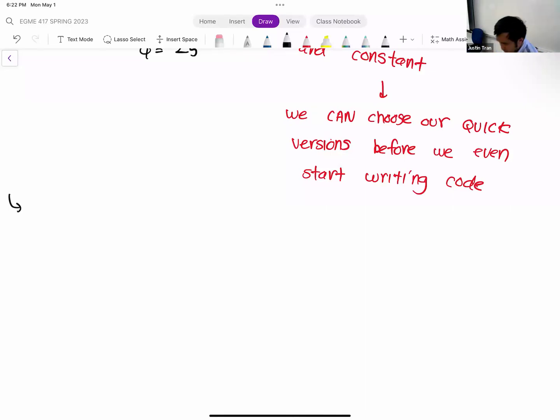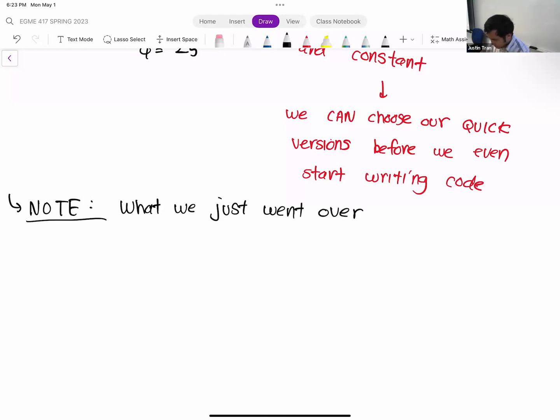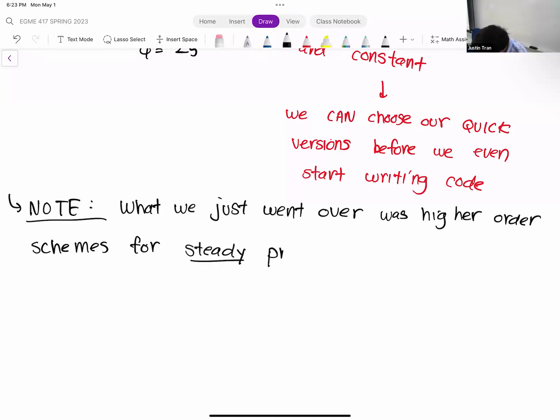But what I wanted to say is that, that's everything you need for the final project. Okay? But that's not quite the case. So I want to make one big note. I know a lot of you probably haven't reached this point in the project, but it's an important note to me. And so what we just went over was higher order schemes for steady problems. So there was no time marching, there's no delta T, there's no explicit U or implicit U.